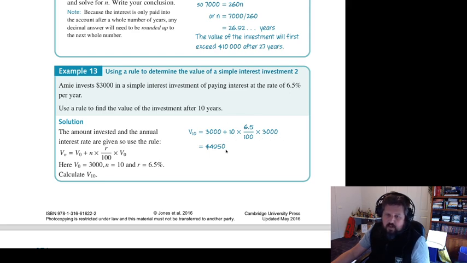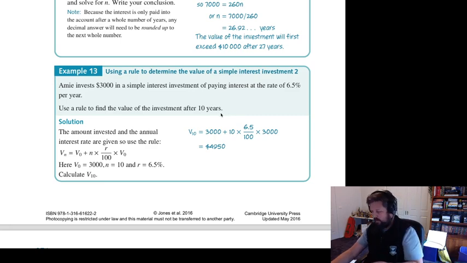Plug this into your calculator and you get the answer is $4,950 is the value of the investment after 10 years. Perfect.